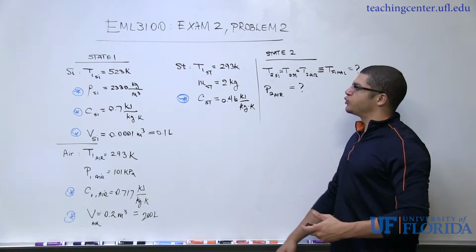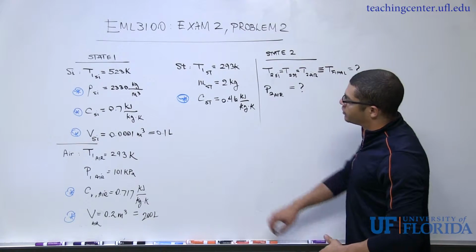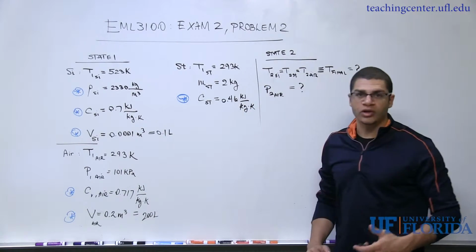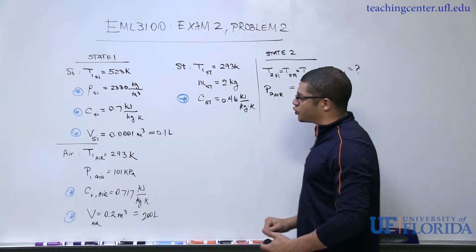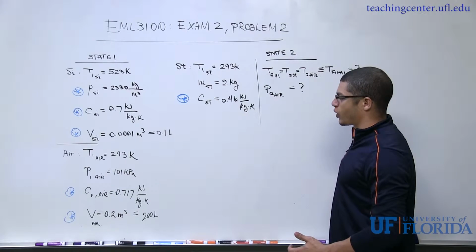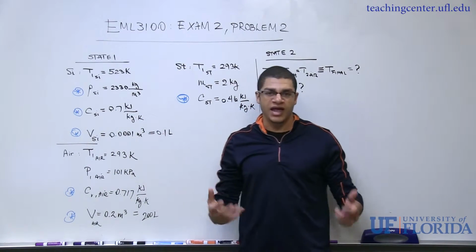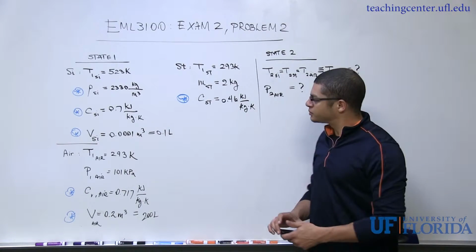The numerical values given in the problem statement are as follows. In state 1, for silicon, we have its initial temperature at 523 Kelvin. The density is also listed at 2,330 kilograms per cubic meter. A blue star is indicated next to any value that is going to be held constant throughout the analysis.